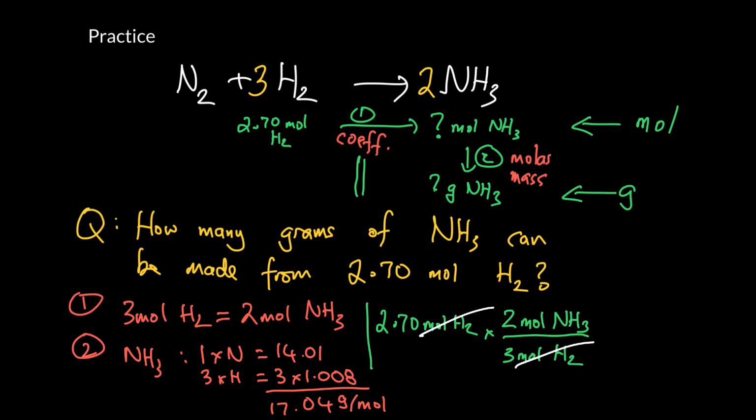So the very last step is to convert that into grams. So we know our molar mass. 1 mole of ammonia weighs 17.04 grams of ammonia. Okay, so we didn't have to worry about the 2 because the 2 is taken care of right here. And if we put this together on our calculator, we should get the answer.